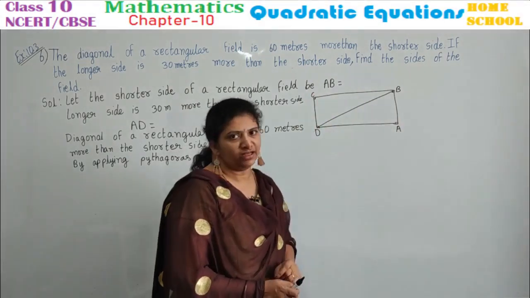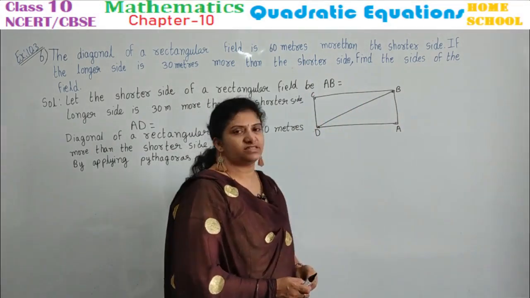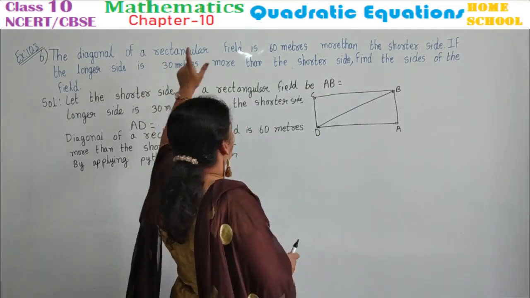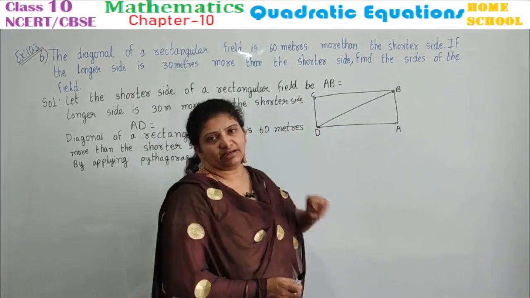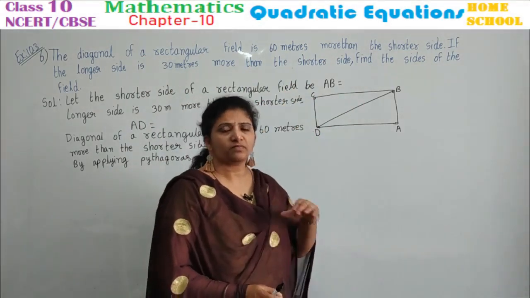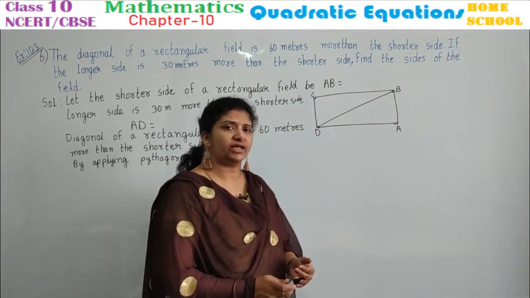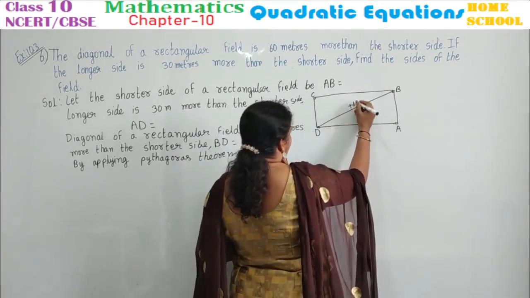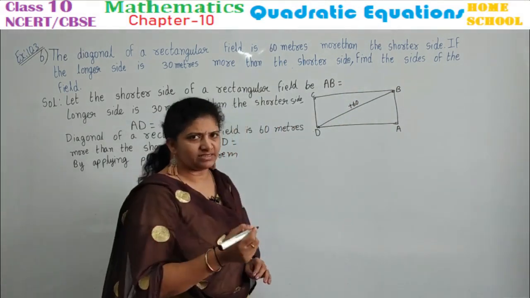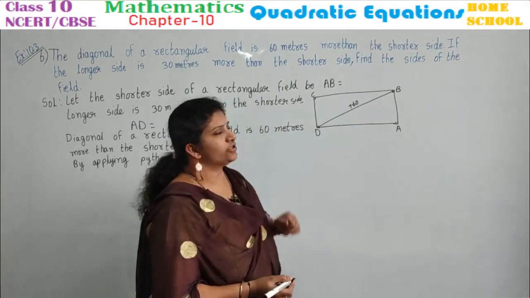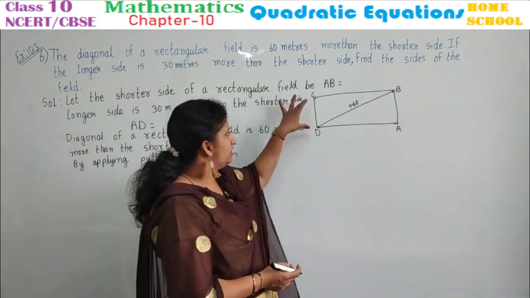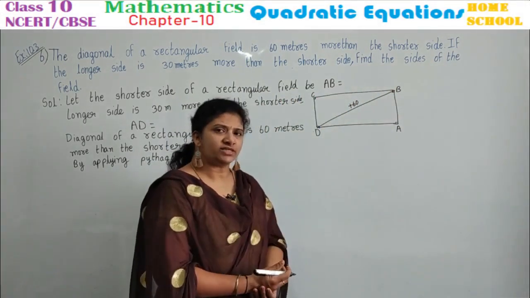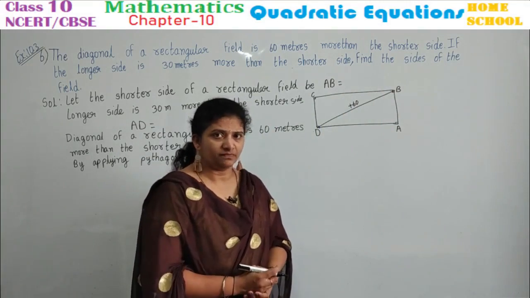But we are talking about a diagonal. ABCD is a rectangular field where BD is a diagonal. Rectangular field diagonal is 60 meters more. What do you mean by more, children? Diagonal is 60 meters more, plus 60. More than what? Shorter side. I think this is the shorter side. What is the shorter side? We don't know the shorter side.